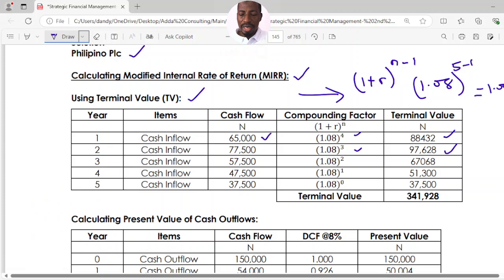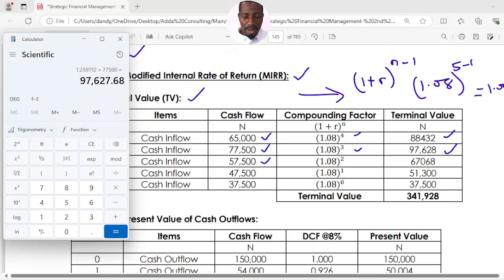Then I'll move to year 3. The cash flow of 57,500 occurred in year 3. How many more years can I reinvest it? Year 3 is gone. I have year 4 and year 5. Therefore, that's 2 years. That's why you are seeing 1.08 raised to power 2. Then I would carry my calculator. 1.08 raised to power 2 equal, then multiply by 57,500. This will produce 67,068. That's the number there.